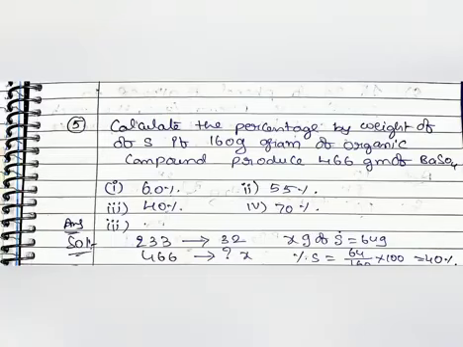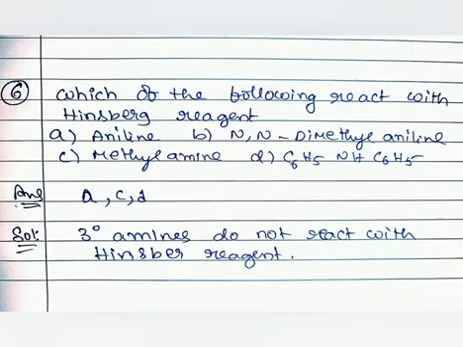Calculate the percentage by weight of S if 160 grams of organic compound produce 466 grams of BaSO4. They are asking for percentage composition. So BaSO4, 233 is the molecular weight, in which sulfur weighs 32 grams. For 466, how much? It's 64. 64 divided by 160 into 100 will give you the percentage of sulfur. We are getting 40% here. Let's move to the next one.